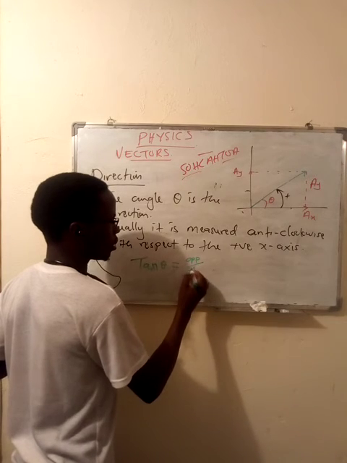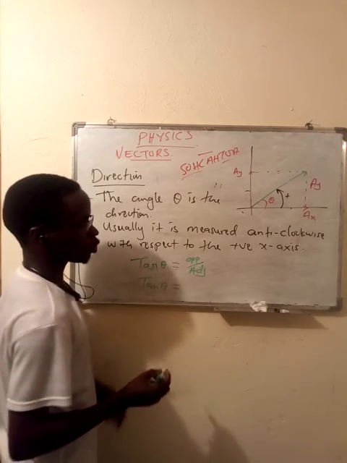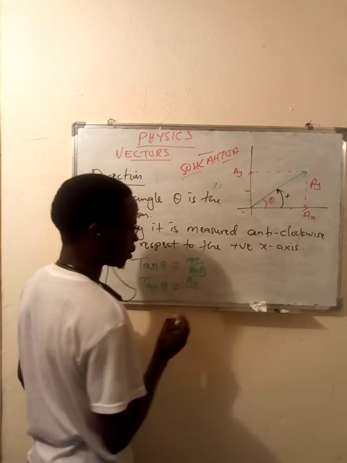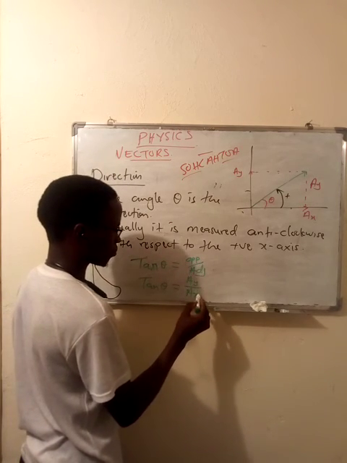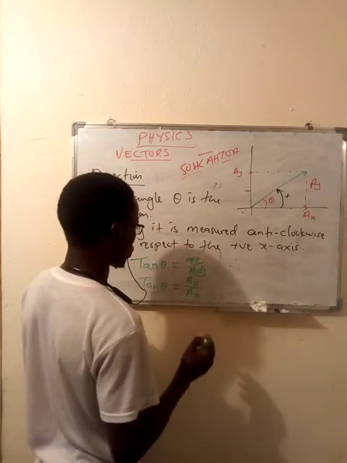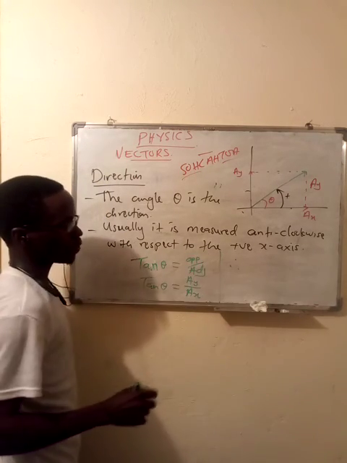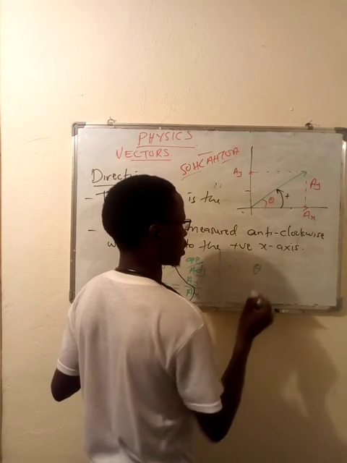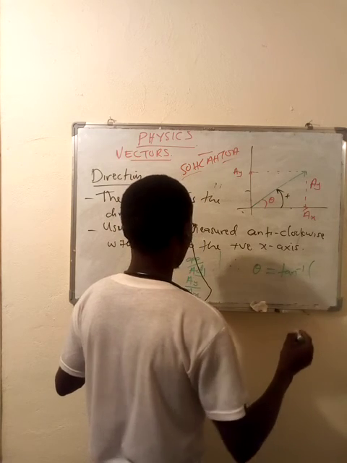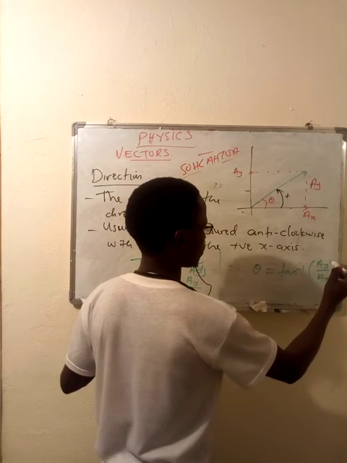Okay, so I'm going to continue it from there. Therefore, we want to make theta the subject of the formula because we are looking for the angle. So we say, therefore, theta, which is the direction, is equal to tan inverse of ay divided by ax. So when you do that, it means that you have calculated the direction of the angle, the direction of the vector A.